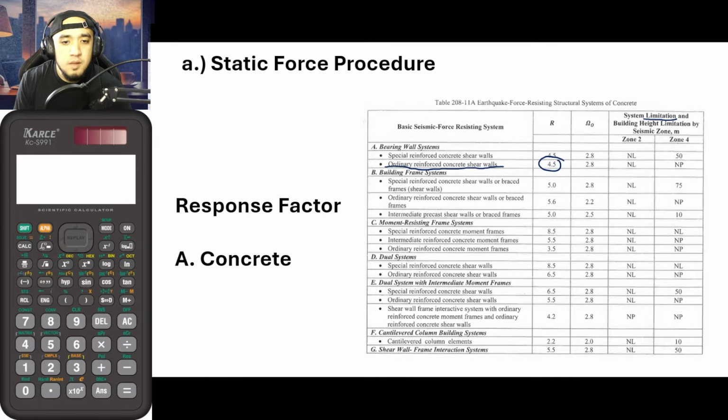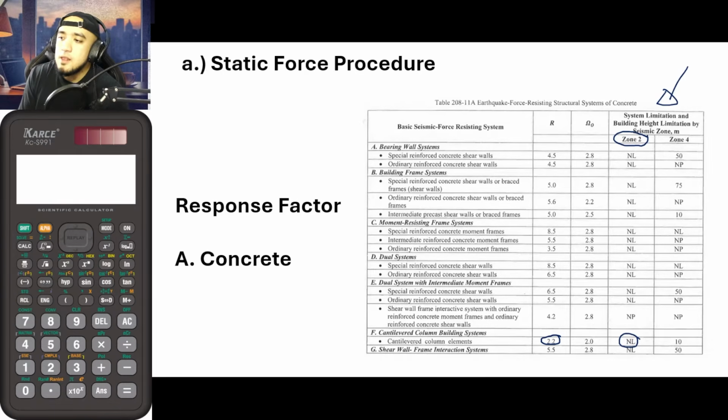So let us have this for an example: cantilevered column building system. As you can see here, the value of R is 2.2. So that is the value that we will be using. But take note, guys, that according to these two columns here, if the building is in zone 2, which I will explain later on, it is indicated here that it is NL. Meaning by NL, that is no limit.